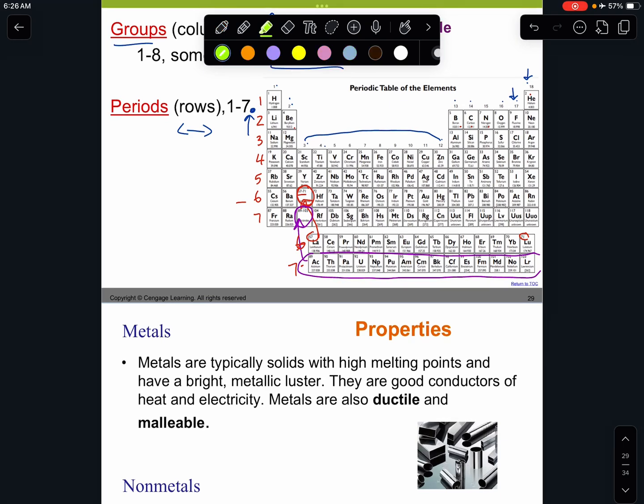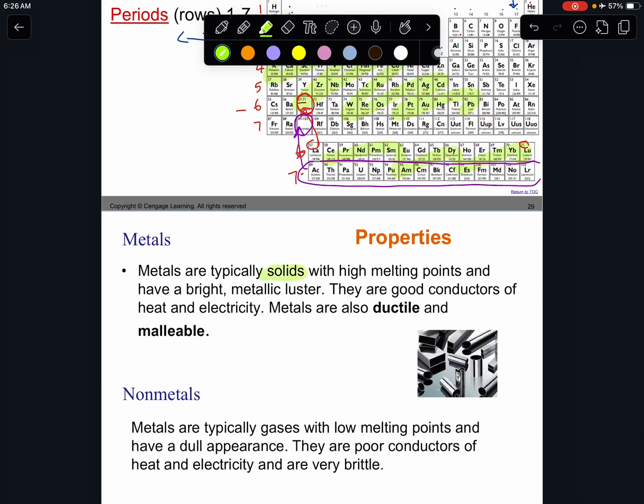So just a couple properties of metals. Remember, metals make up most of this over here, including this. Metals are typically solids. So for example, think of iron, think of lead, think of aluminum. They're always solids. They have high melting points. They take a lot of heat to melt. They have metallic luster, and this is a term you're going to want to know. Luster means shiny. So if you think about aluminum foil, it has high luster. They are good conductors of heat and electricity. We use copper and things like that in construction because we are making sure things are conducting throughout the house.